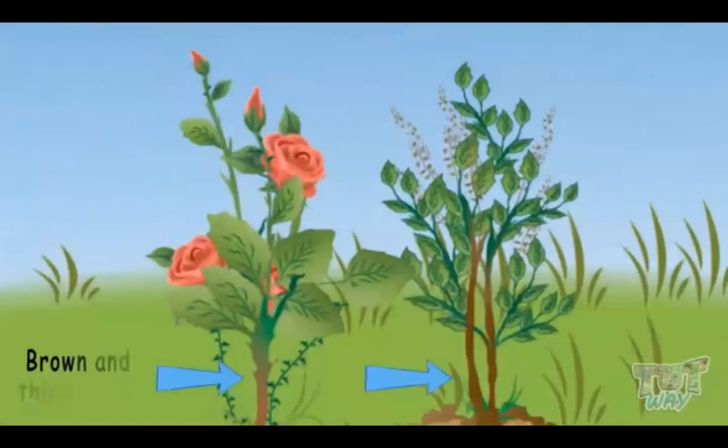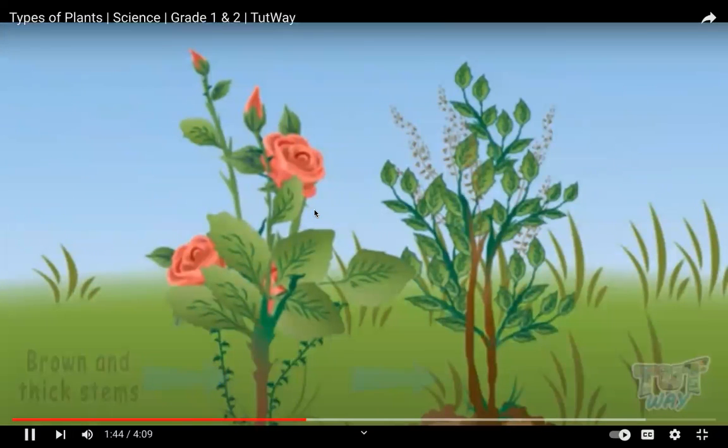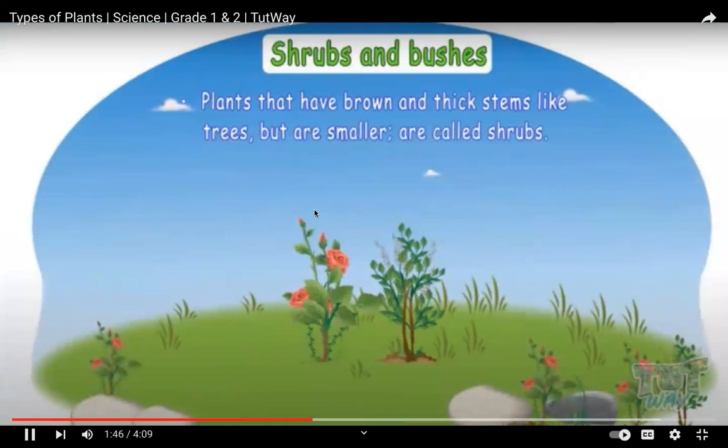Plants that have brown and thick stems, like trees, but are smaller than trees, are called shrubs. So what is a shrub? Shrub is that kind of plant that has brown and thick stems, but not like a tree. They are smaller than trees. Their stem is not as strong as that of a tree, but it is thick and it is also brown in color. And these shrubs are smaller than trees.